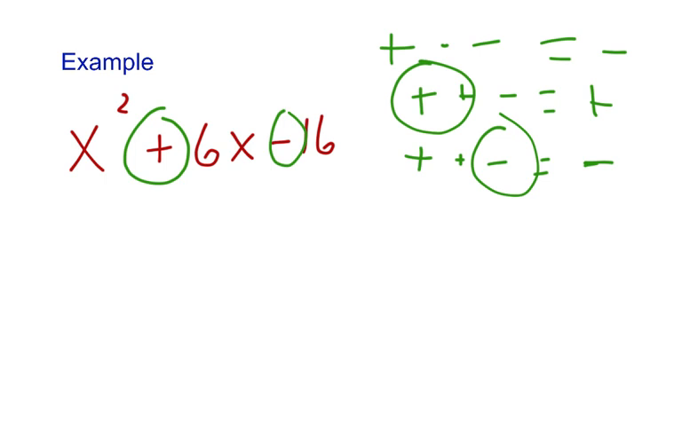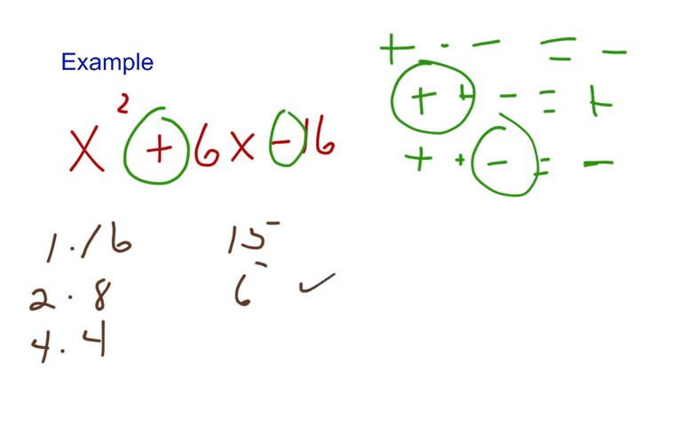Some of you will be really quick at this. Others are going to struggle for a little bit. Still, factors of 16: 1 times 16, 2 times 8, 4 times 4. Now, since one's positive, one's negative, we're looking for the difference. So the difference of 1 and 16 is 15. The difference between 8 and 2 is 6. Ding, ding, ding, that's the winner. All right? So 6, the difference here.